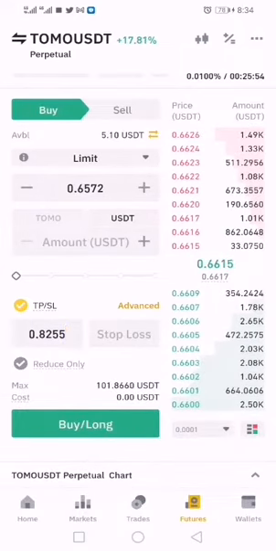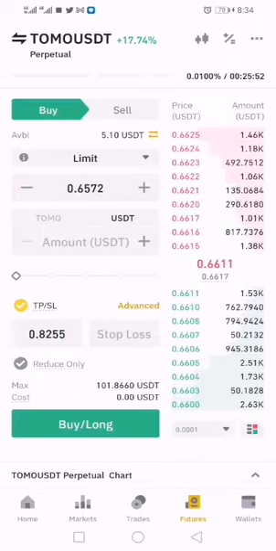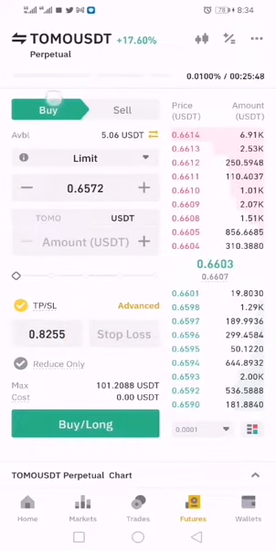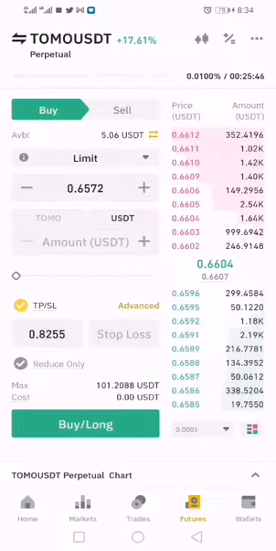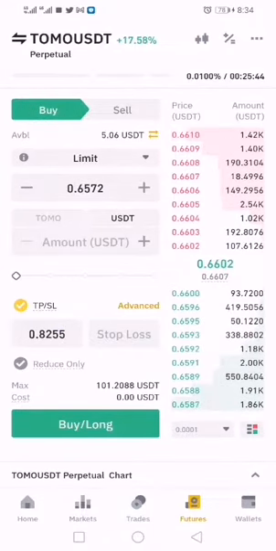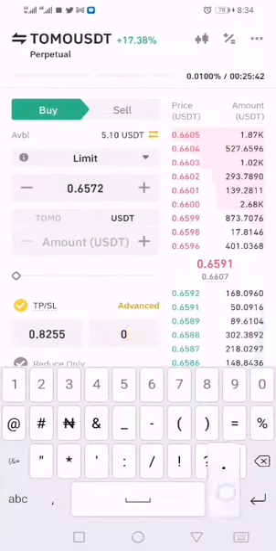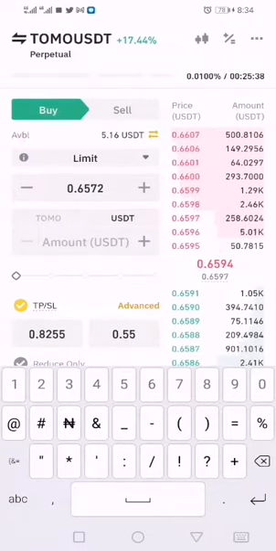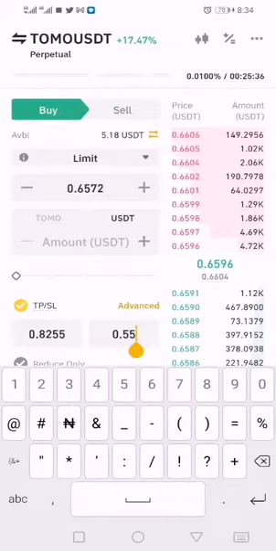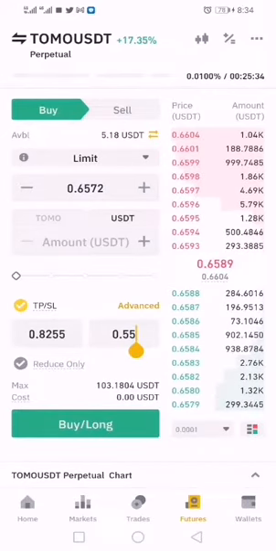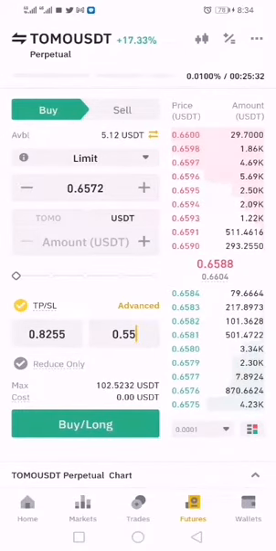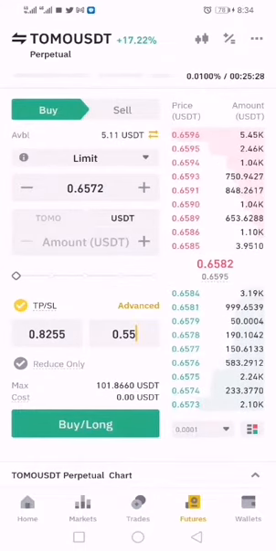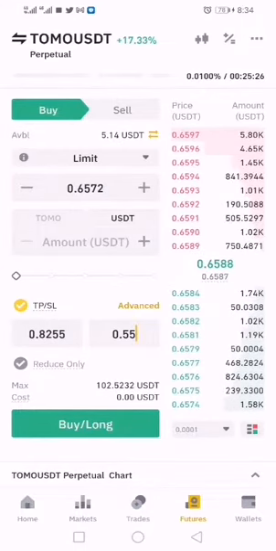But in case things went upside down, and you thought it was going to pump, that's why you are longing it or buying it, then the thing went down, then set a stop loss that okay, when it gets to 0.55, cut me out. Else if it keeps going down, all your stakes, your money that you put in will vanish. So I'm going to stop loss at 0.55.